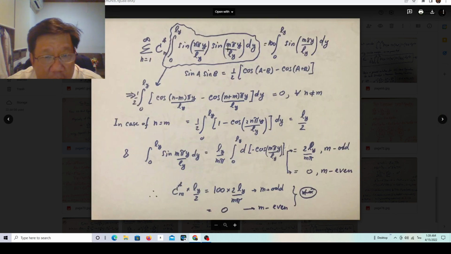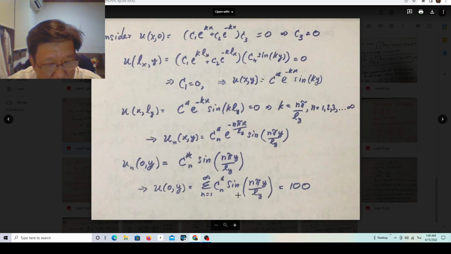If we multiply both sides, you remember that this is the original one. This is for summation n, this is a general term. If we multiply both sides by sine of m pi y divided by L sub y, and we integrate on both sides from 0 to L sub y, dy.